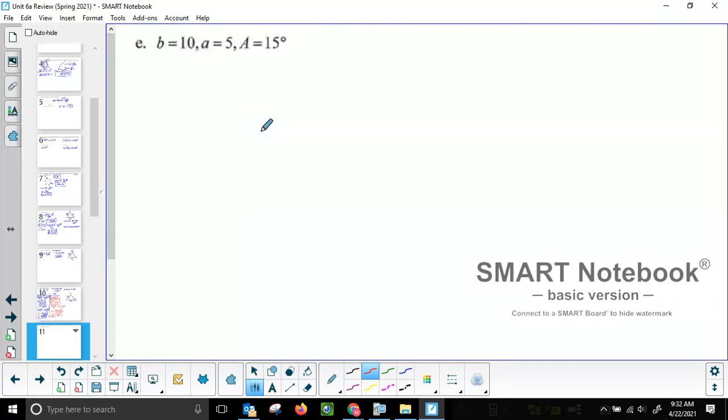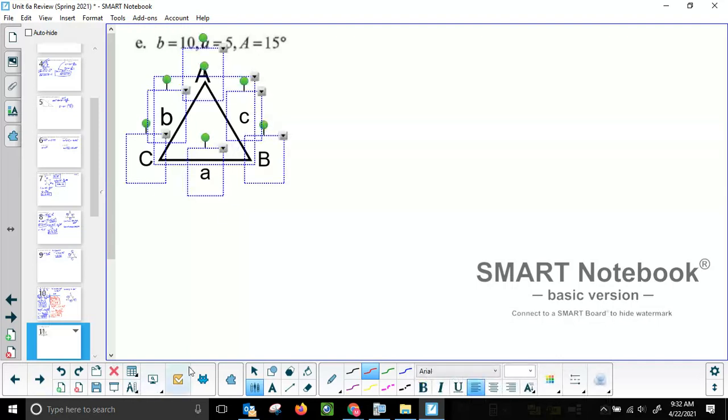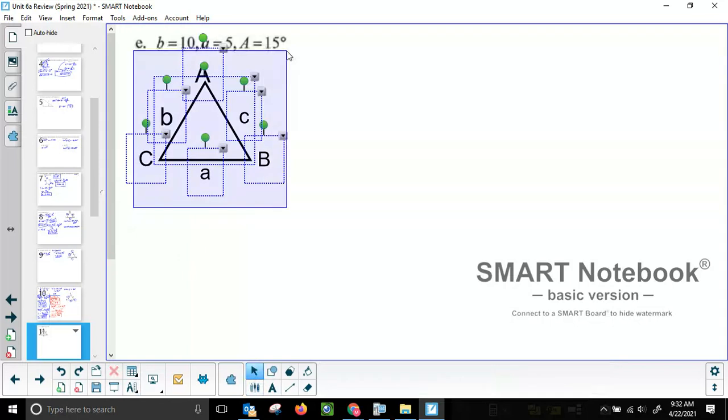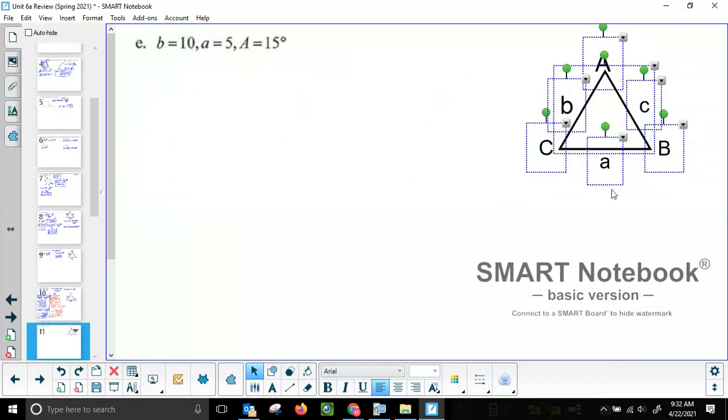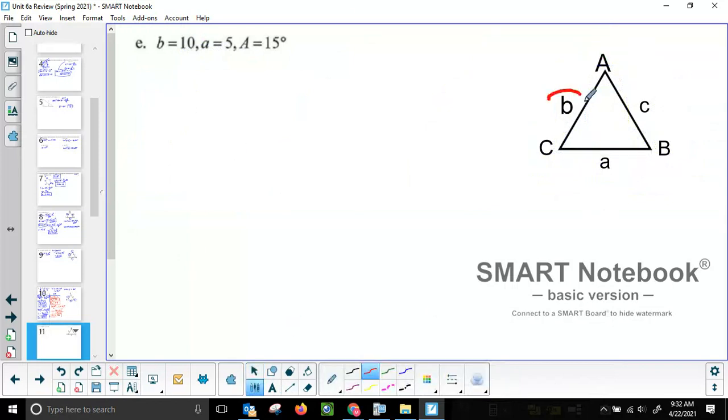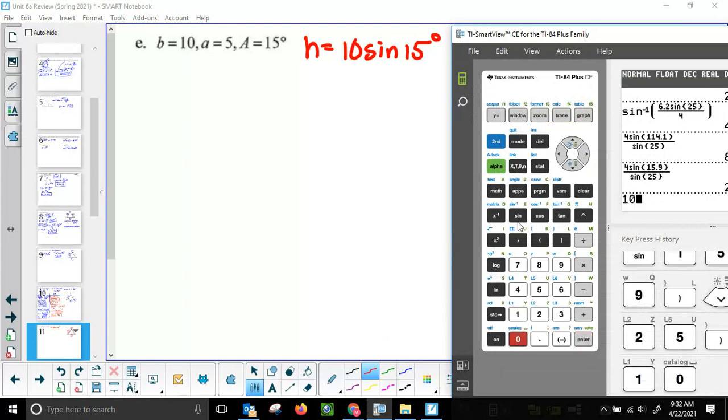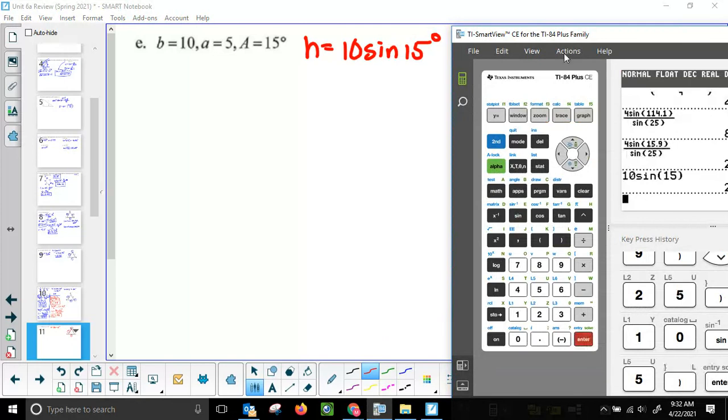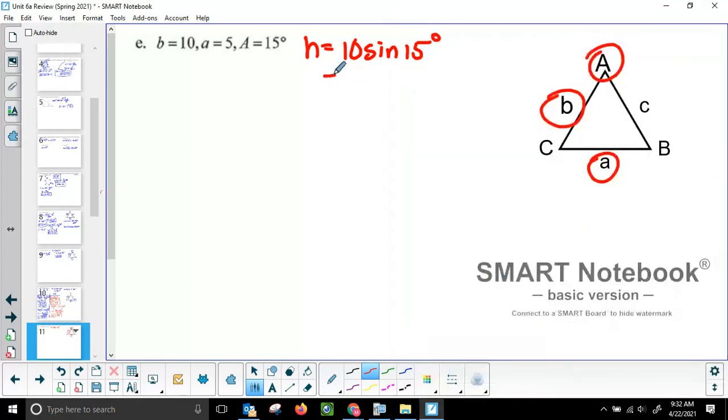So here we are again. All right, so again, we circle the pieces that were given. I'm given B, I'm given A, and I'm given A. So again, this is SSA. So this is the ambiguous case. And I don't need to change my letters because my two that match are the A and my extra one is B. So I can go ahead and find H, which is B times the sine of A. And that will give us 2.588.